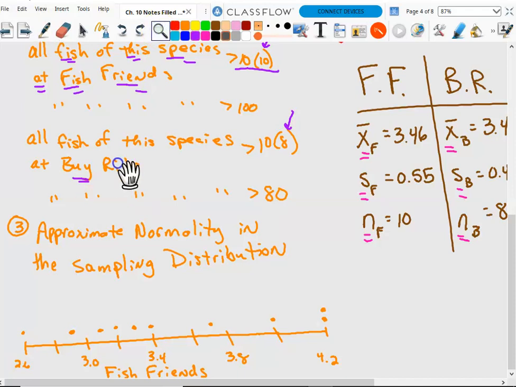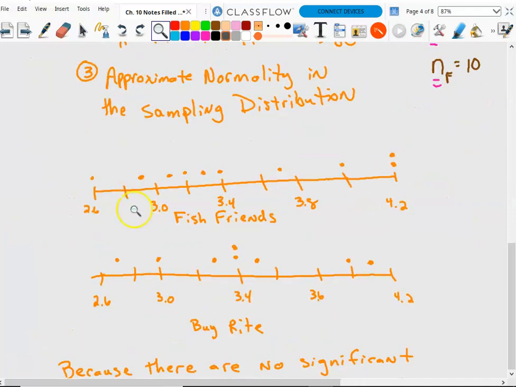Here's where it gets real ugly. And this is a legit AP free response question. And again, I'm not going to say it's common, but it's feisty.